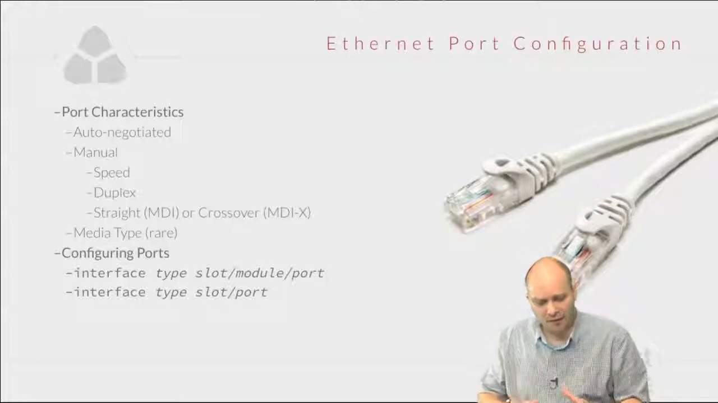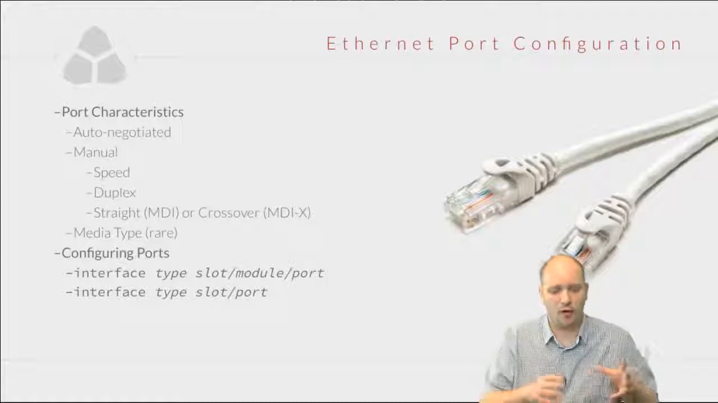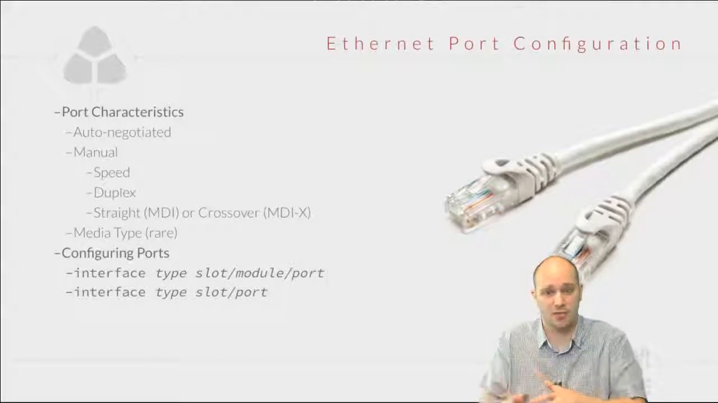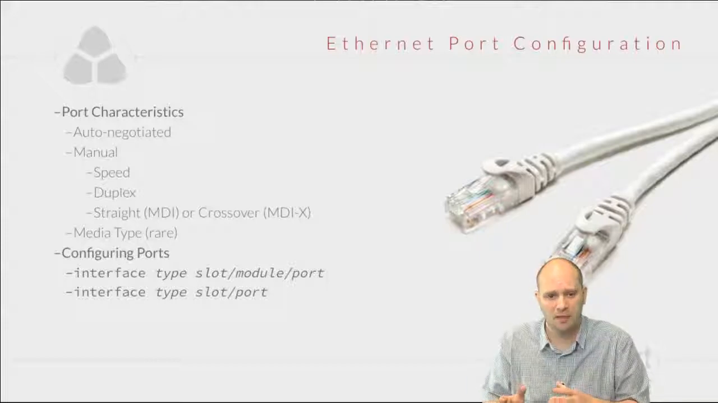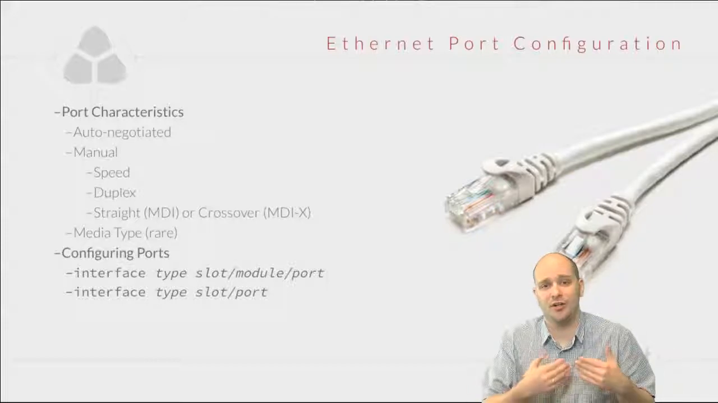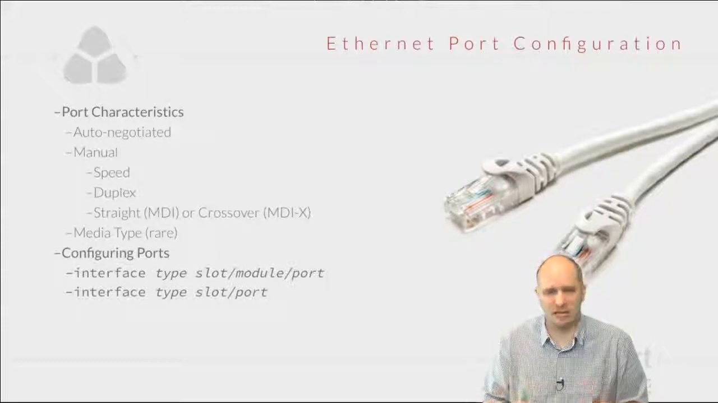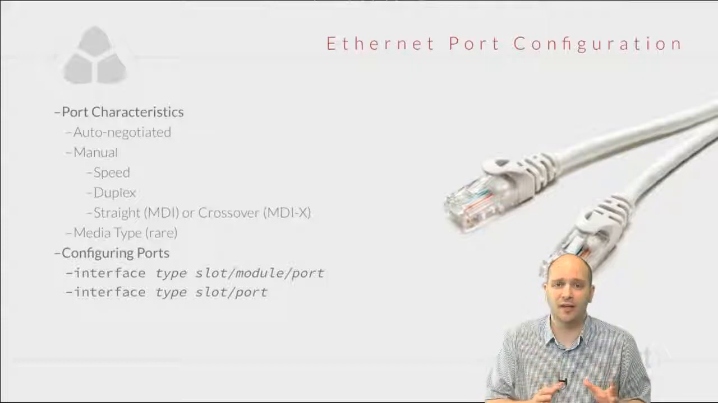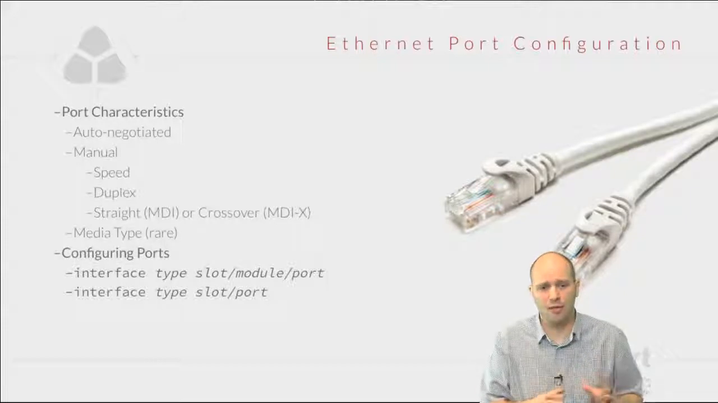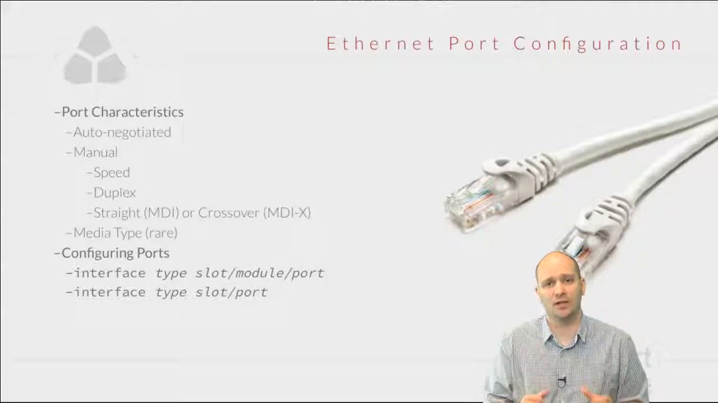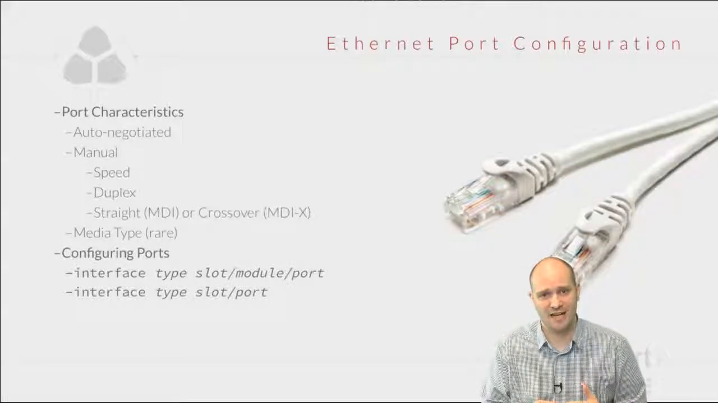So when we are configuring ports and when we have selected which port we want to configure with our interface type slot slash module slash port, or just interface type slot slash port, then we can configure certain characteristics of the interface. By default, on all modern Cisco switches, the port is automatically configured to be in a no shutdown state. It's configured to be in auto negotiation mode. That means it will negotiate speed and duplex with the other side.